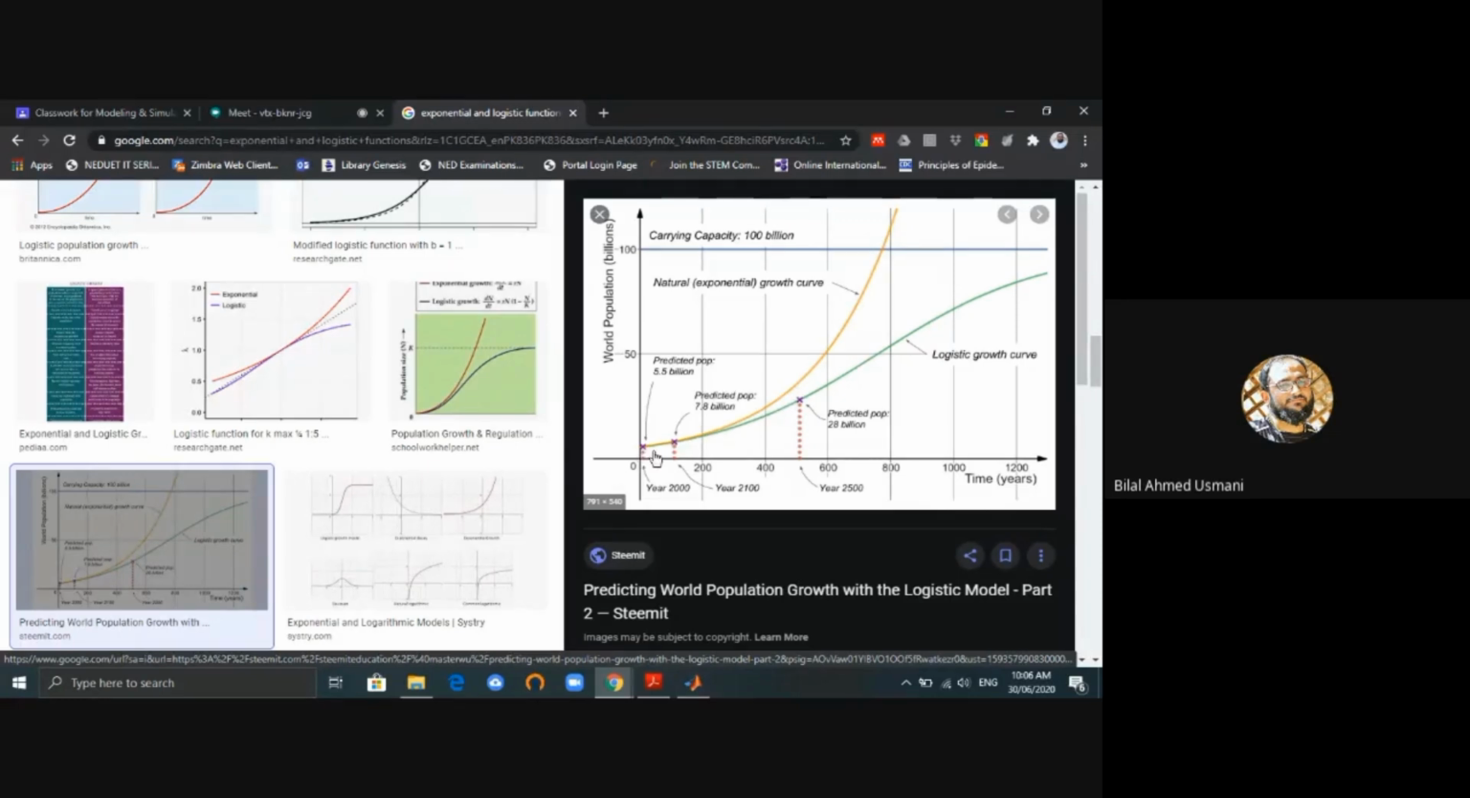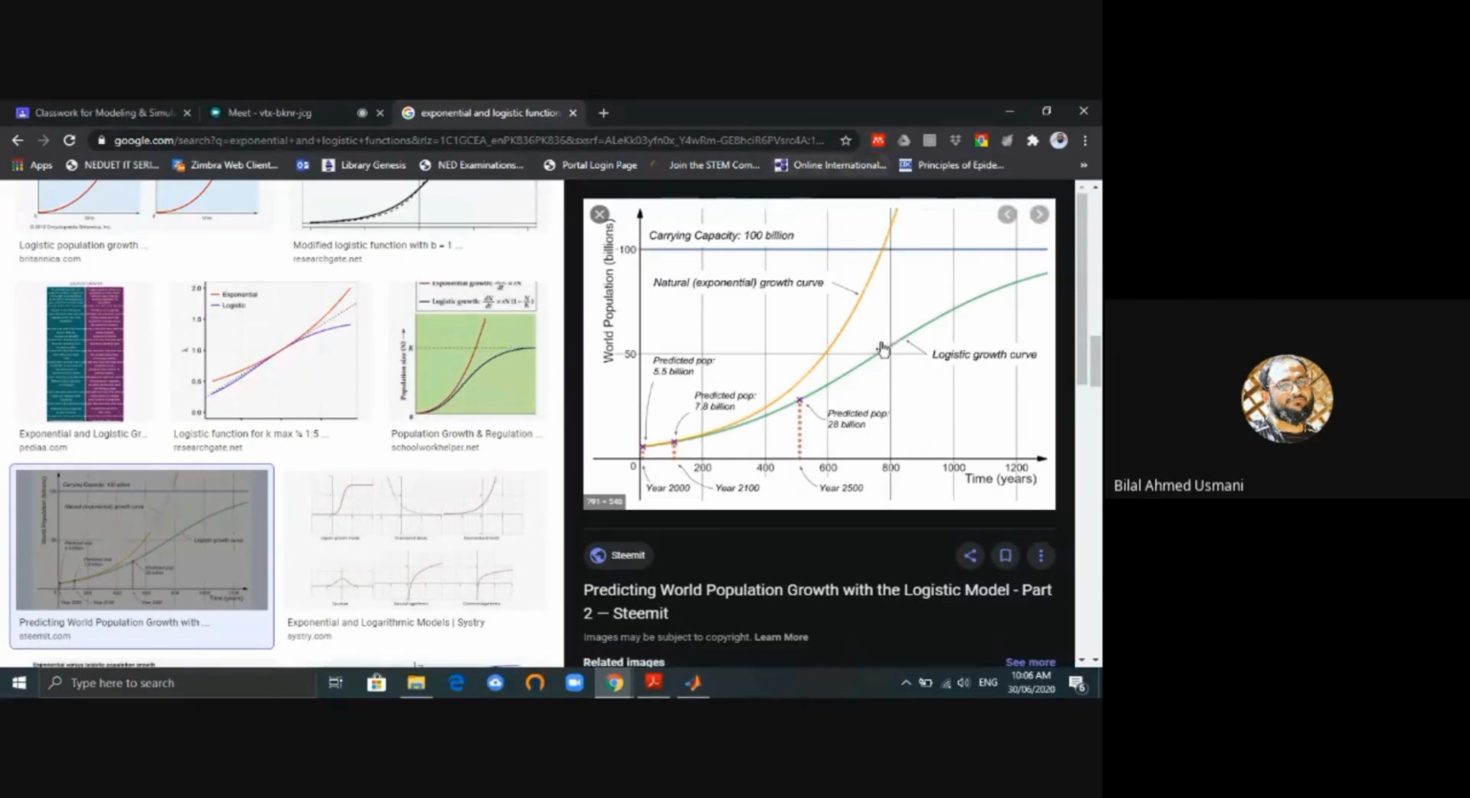If exponential pattern is being followed, which is not being followed, we will reach the carrying capacity of the world in 2800, somewhere about that. Even before that, we would surpass the carrying capacity of the world. Whereas if the population follows a logistic growth curve, we will survive a bit more. These are just some assumptions. So these are the differences.